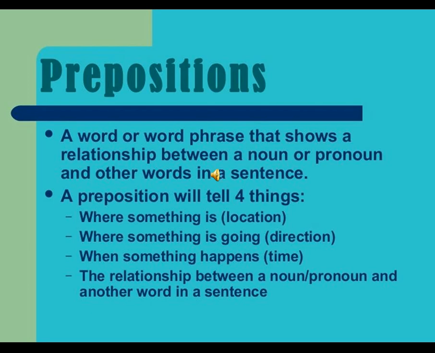So a preposition tells us four things. What are those? Where something is. So we get to know the location of things or location of nouns or pronouns. We also get to know where something is going. So direction is also something that we get to know with the help of prepositions. Next, when something happens. So time. These are the three things that prepositions tell us: location, direction, and time of a noun or pronoun. And finally, as we have already discussed, it also tells us the relationship between a noun or a pronoun and any other word in a sentence or the rest of the sentence.